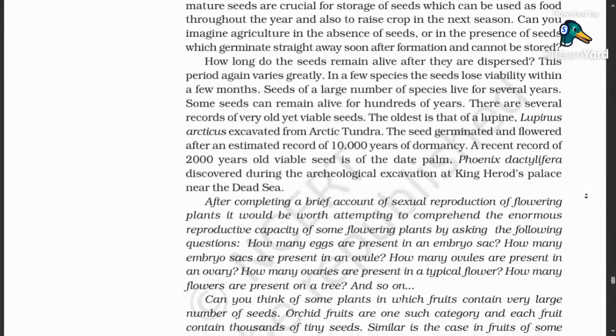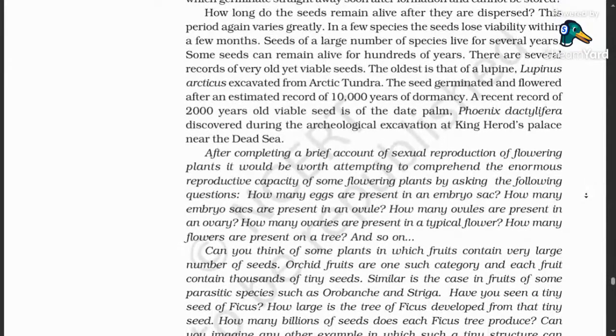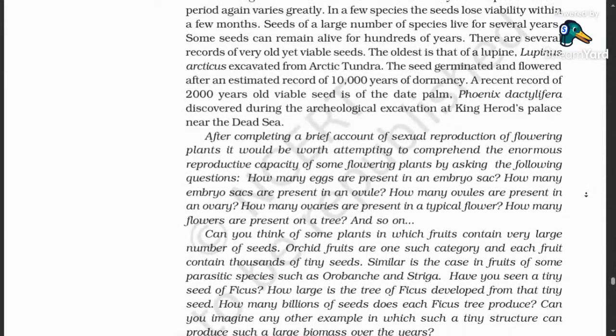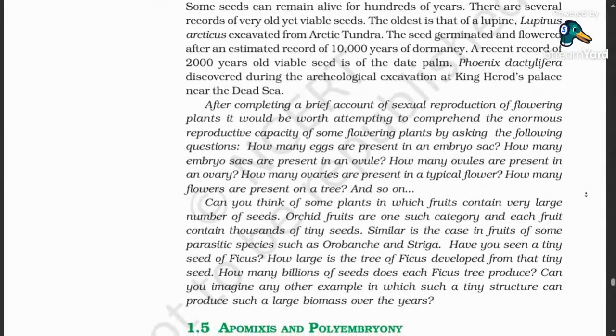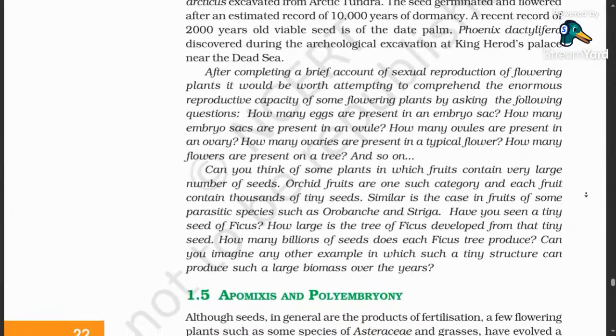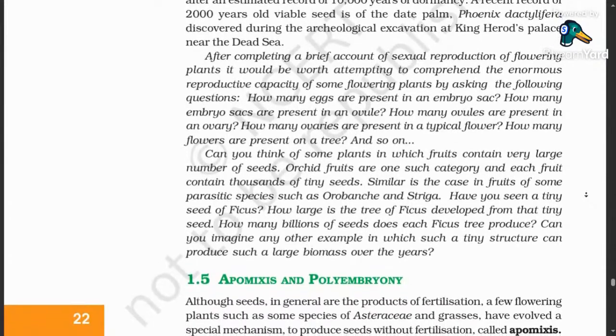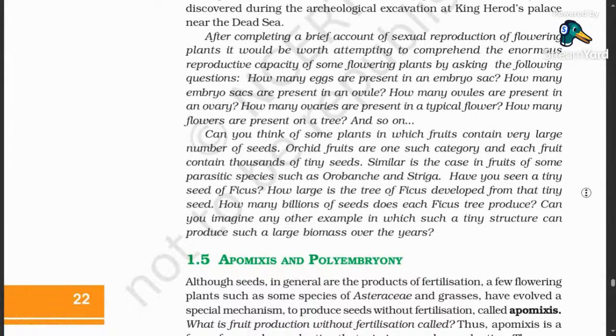After completing a brief account of sexual reproduction of flowering plants, it would be worth attempting to comprehend the enormous reproductive capacity of some flowering plants by asking the following questions. How many eggs are present in an embryo sac? How many embryo sacs are present in an ovule? How many ovules are present in an ovary? How many ovaries are present in a typical flower? How many flowers are present on a tree? And so on. Can you think of some plants in which the fruits contain a very large number of seeds?